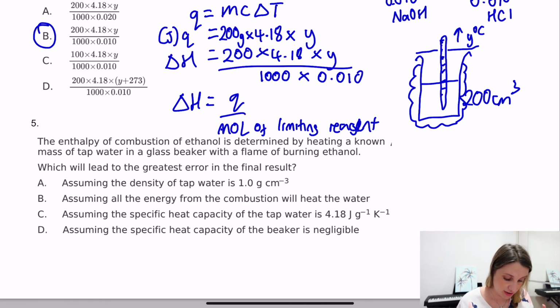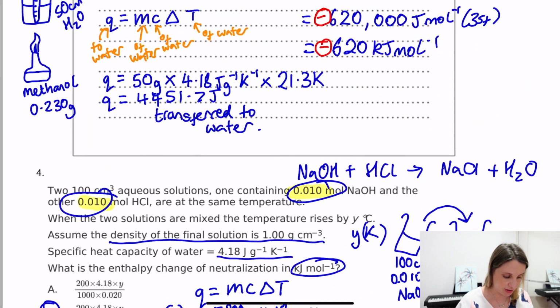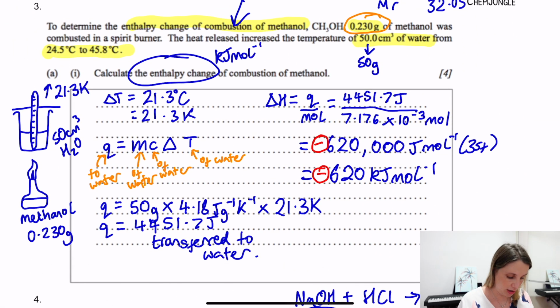So the most significant is normally heat loss to the surroundings. So that's what I am hunting for here. And there it is in option B. You're assuming all the energy from the combustion will heat the water. So if we went back up to that example at the top, if we look at this diagram here, we're saying that all of the energy from that flame, from the methanol burning, was used to heat up the water, which is definitely not correct because you've got all of the air around it, the universe around it, which is also being heated up as well.